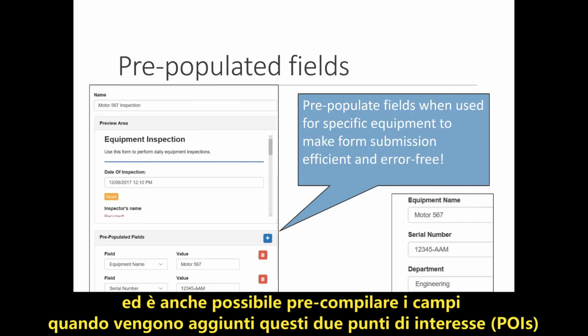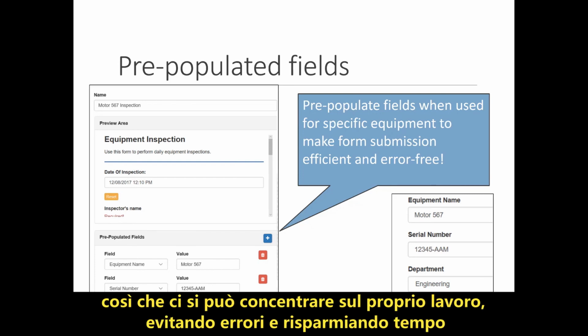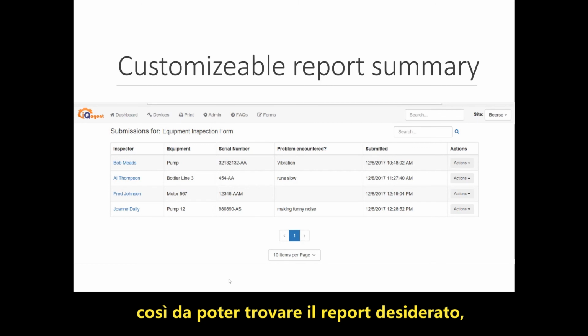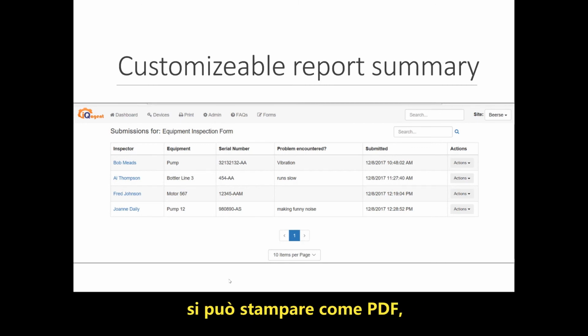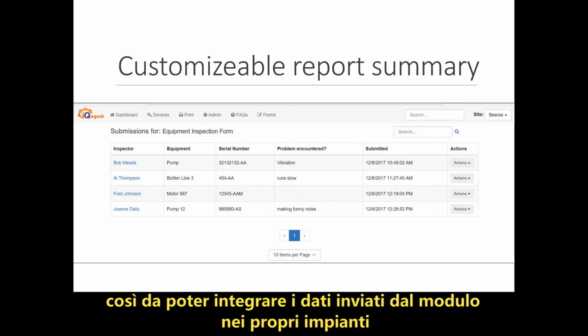And you can also pre-populate fields when you add these to points of interest, so it will automatically fill out a lot of the information so you can concentrate on just doing the job. Saves a lot of errors and saves a lot of time. And there's also a customizable report summary so that you can easily find the report that you want. You can take a look at it. You can print it out as a PDF. And all this information ends up in a SQL database, so you can integrate your form submitted data into your existing plant system.